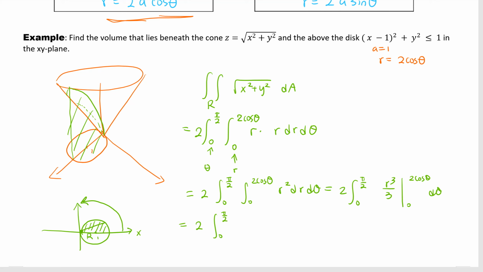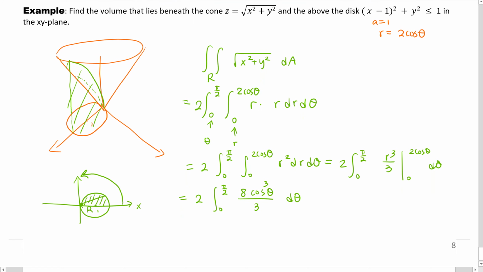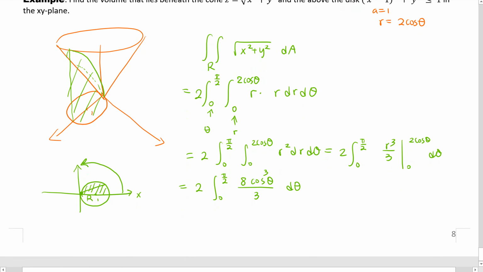So we have 8, 2 cubed is 8, cosine theta cubed over 3. Then when we plug in 0, it's gone, right? So we want to calculate this integral. I really hope that you're familiar with all the trig identities and double integrals. And also in Cal 2, session 7.2, we talk about trig integrals.